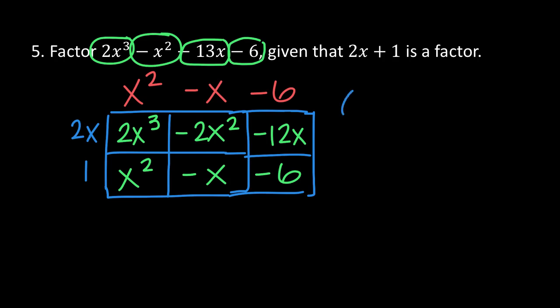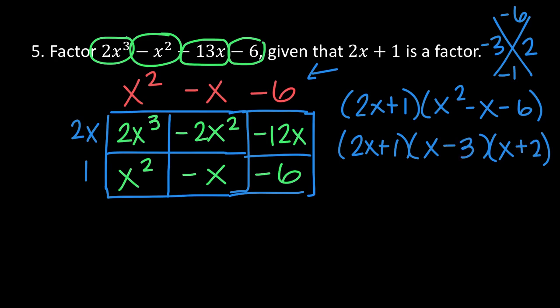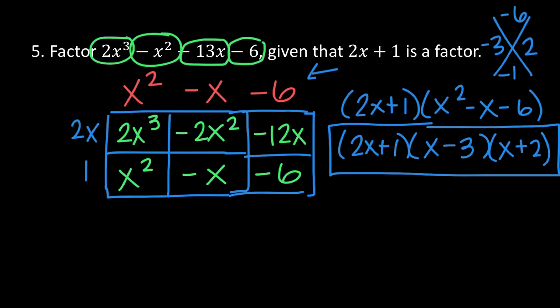So now I have 2x plus 1 times what I just got up here at the top, x squared minus x minus 6. And can I keep factoring? Two numbers that multiply to get negative 6 and add to get negative 1. This will be x minus 3 times x plus 2. And the whole thing's factored. It's factored completely. That's it.